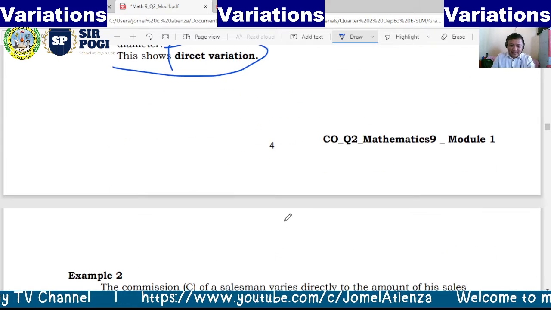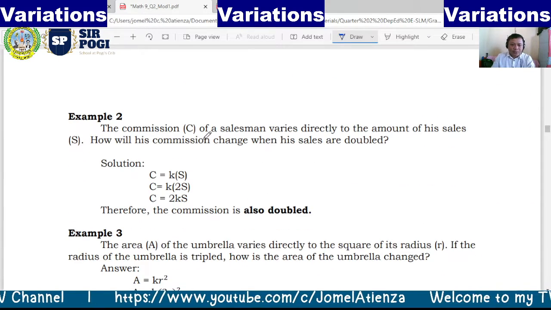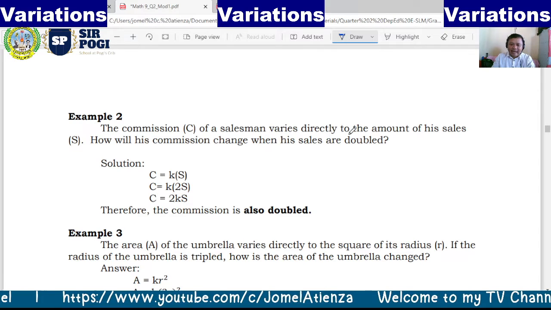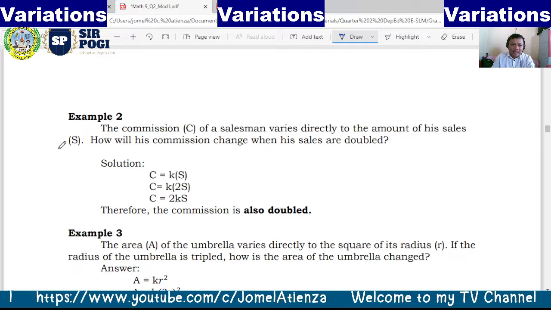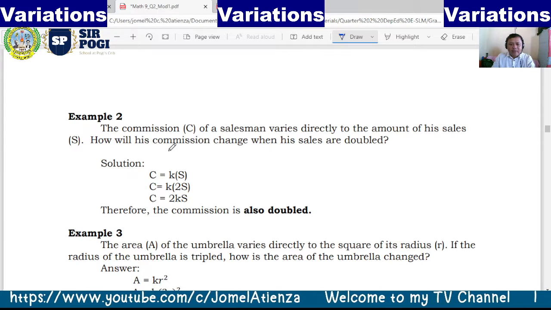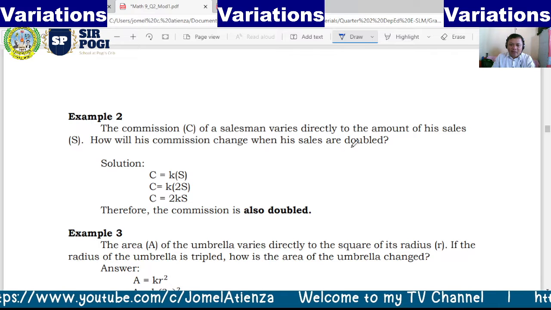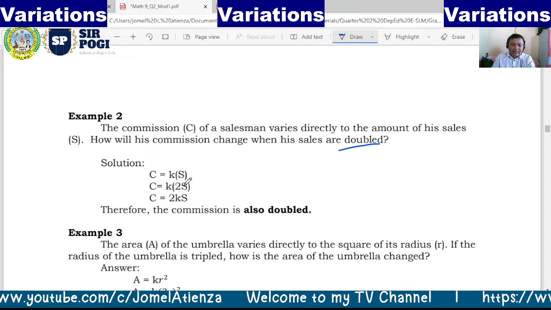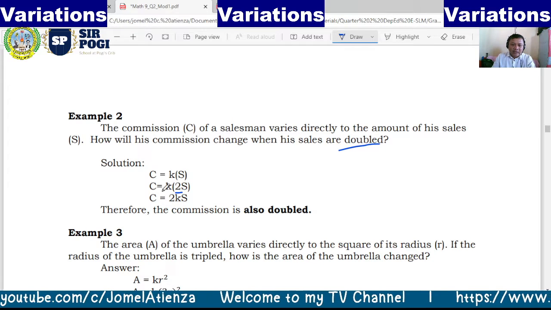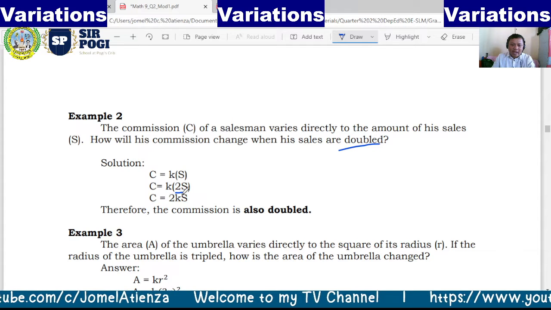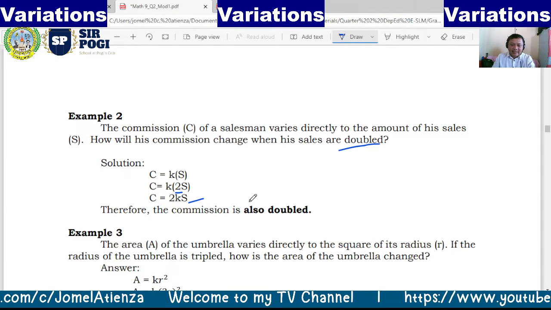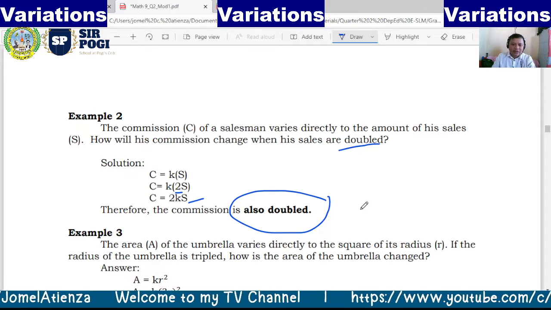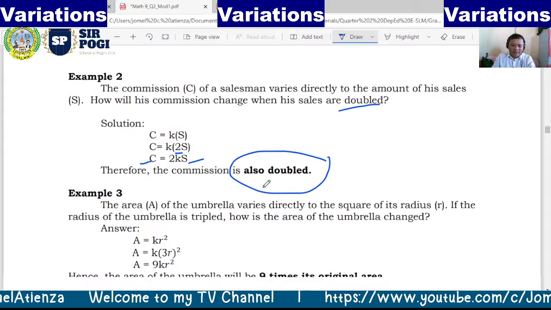Okay, so increases. Example number 2: the commission C of a salesman varies directly to the amount of his sales S. How will his commission change when his sales are doubled? Therefore C is equal to kS. Since nag-double po siya, C is equal to k times 2S, or 2kS. So double po yung ating sales, so the commission is also doubled.